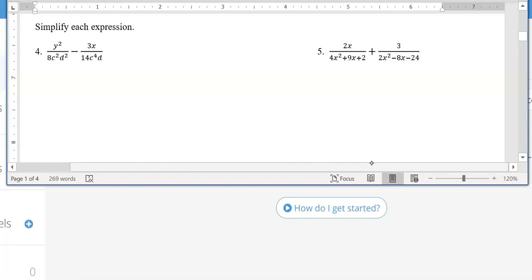So the prime factorization of 8c squared d squared would be 2 times 2 times 2, that's 8, c times c, d times d. So that's the complete prime factorization of that denominator. And now we'll do the same thing with the other denominator, 2 times 7. You've got 4 c's and a d being multiplied together.